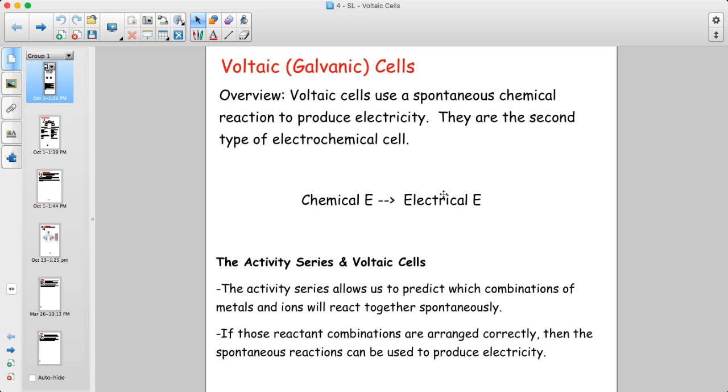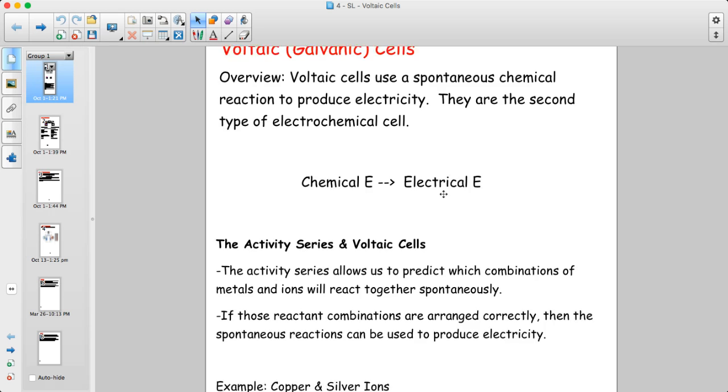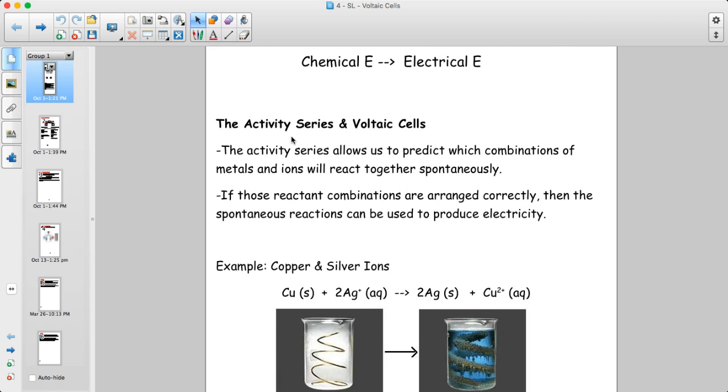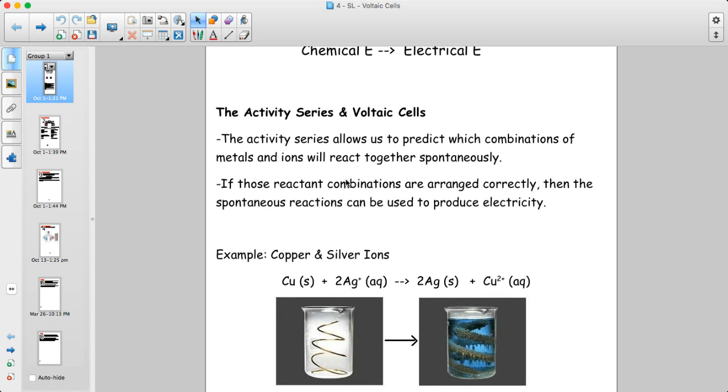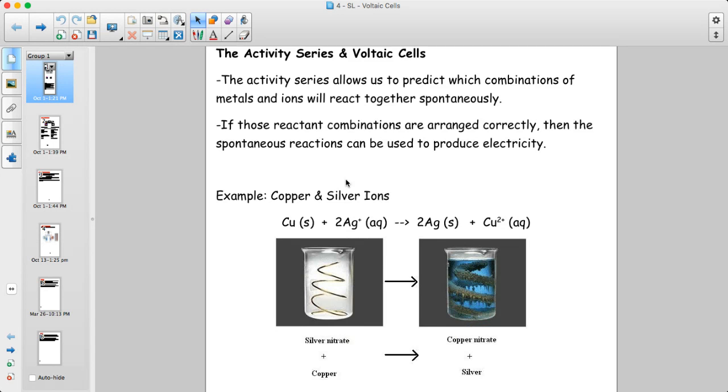This is essentially the explanation of how a battery works. So Voltaic cells are sort of simplistic precursors to our modern batteries. If you think back to our activity series, the activity series allows us to predict which combinations of metals and ions will react together spontaneously. Well, if we take those spontaneous reactions and we arrange the reactants correctly, we can allow this same spontaneous reaction to happen, but we set it up in a way that produces electricity.